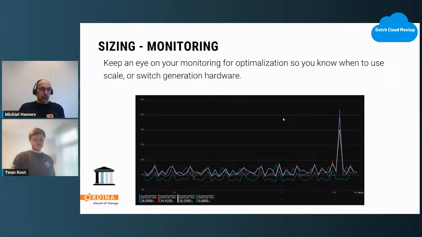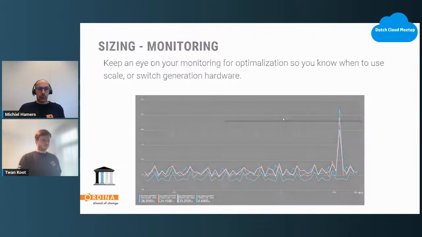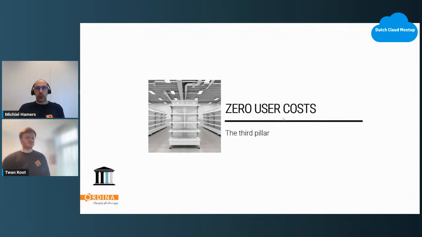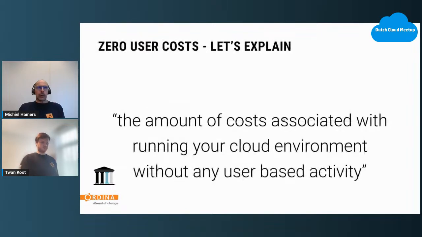So that brings us to the end of the second pillar. Let's move on to the third pillar: zero user cost. Let's explain a bit about that. Zero user cost is the amount of cost associated with running your cloud environment without any user-based activity. Like an empty store which is open, which has all the lights on, the heating on, the cashiers are there, everything is available. However, no customers yet.